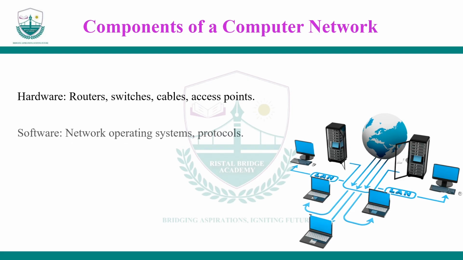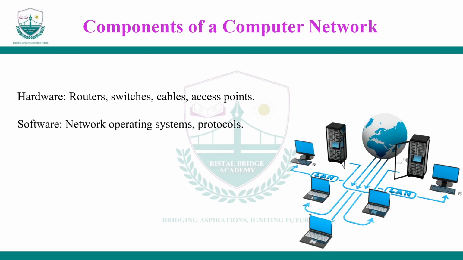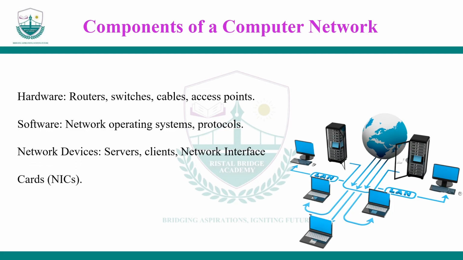Then we have the software. They are the programs that manage the network. This includes network operating systems and communication protocols, which are like traffic rules for data. So we look at the network devices, servers, clients like your laptop, and network interface cards, NICs, that allow communication. Example, in your lab, each computer connects to a central switch, which connects to a server and router for internet access. That's a basic local network.